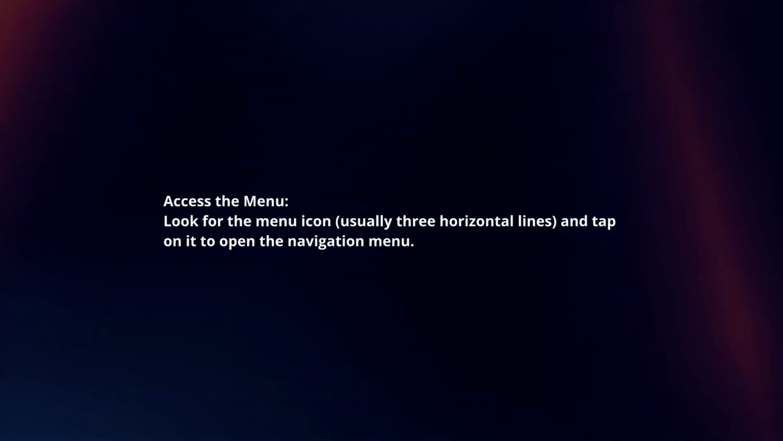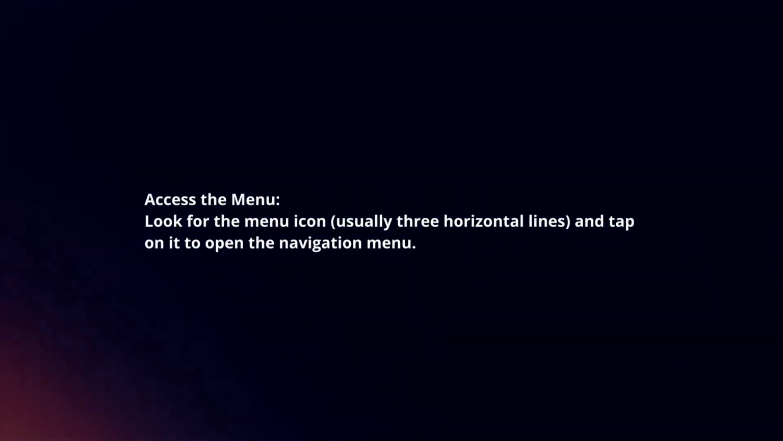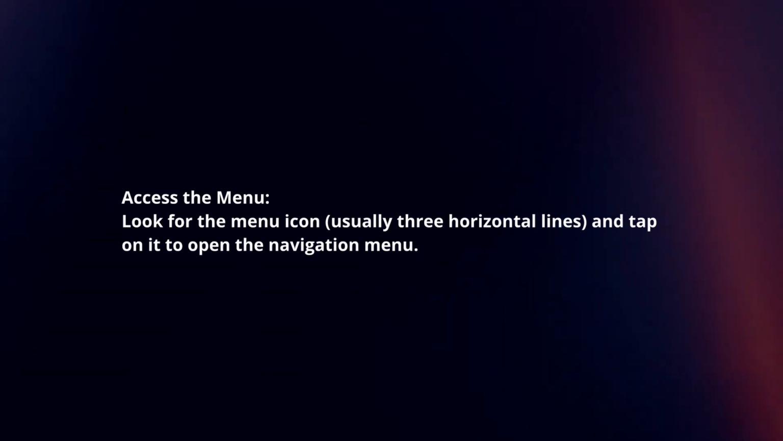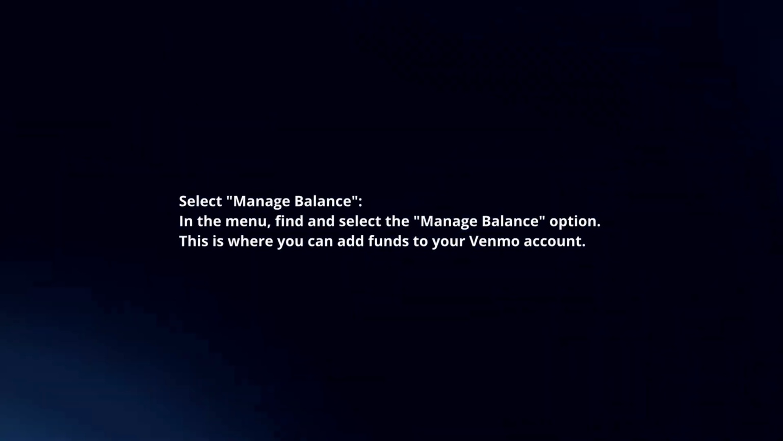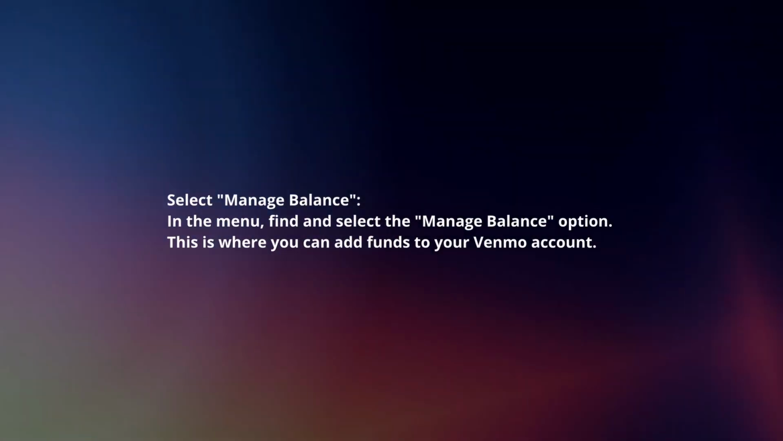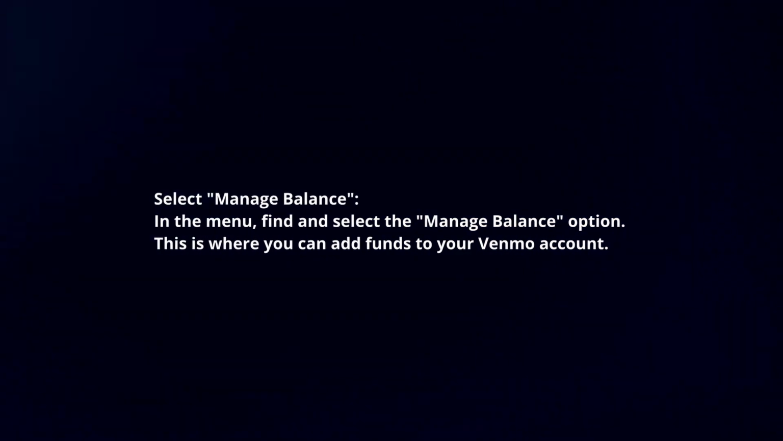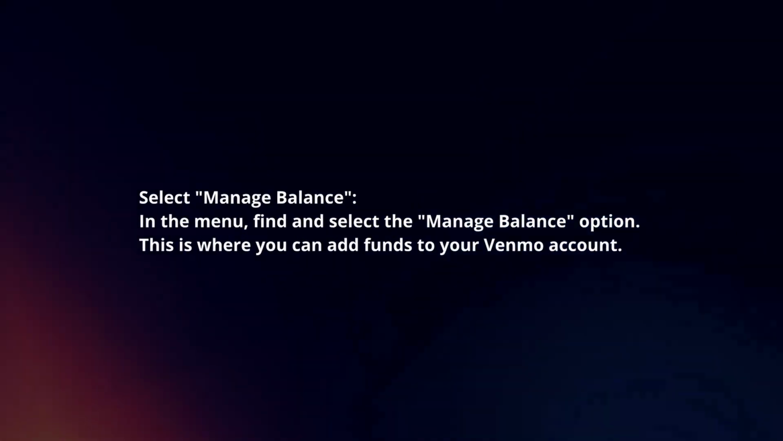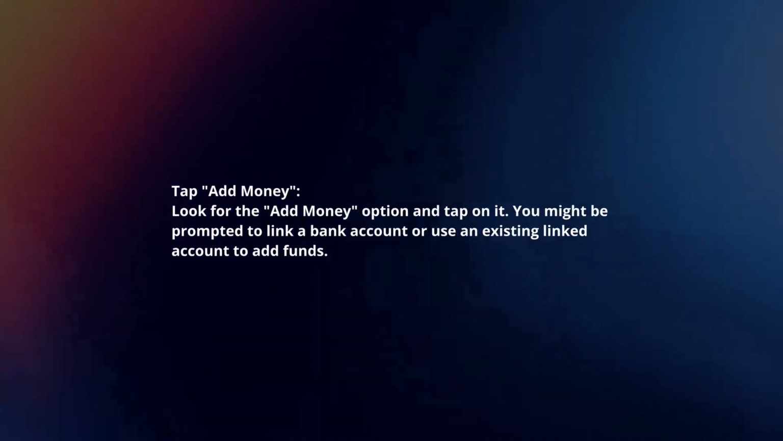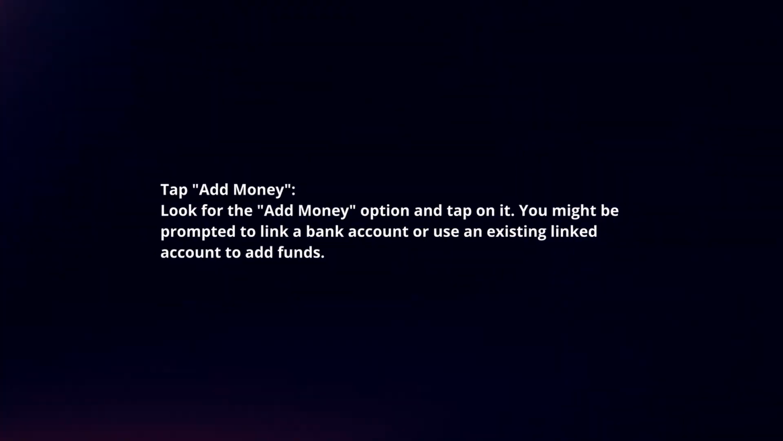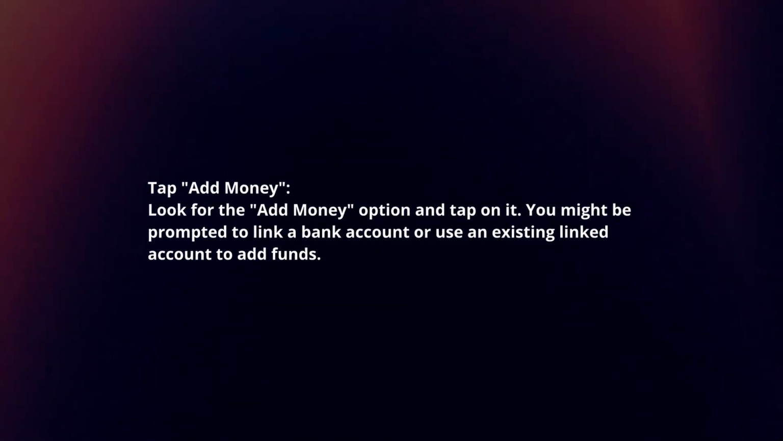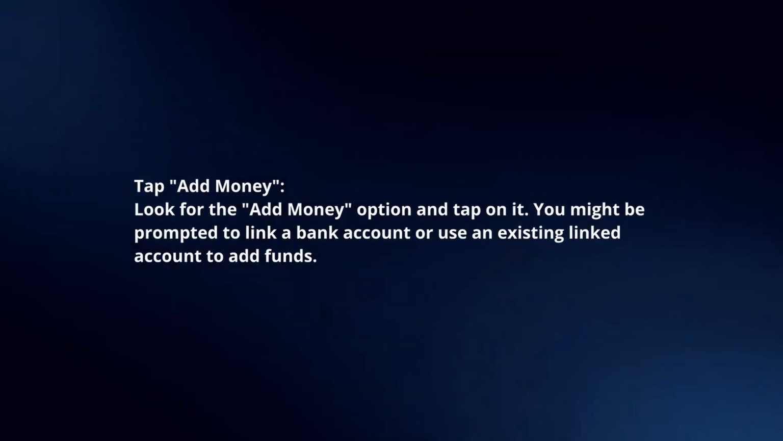Access the menu. Look for the menu icon and tap on it to open the navigation menu. Select Manage Balance. In the menu, find and select the Manage Balance option. This is where you can add funds to your Venmo account. Tap Add Money. Look for the Add Money option and tap on it. You might be prompted to link a bank account or use an existing linked account to add funds.